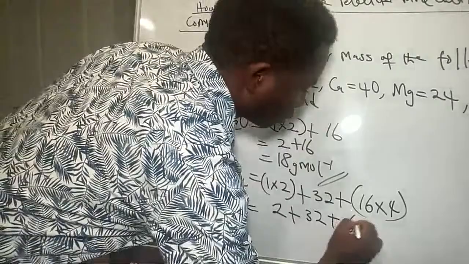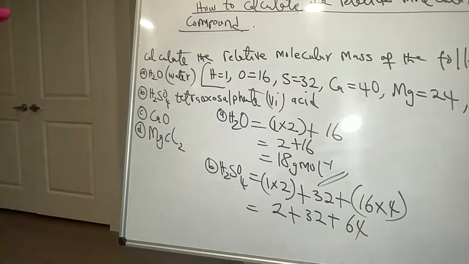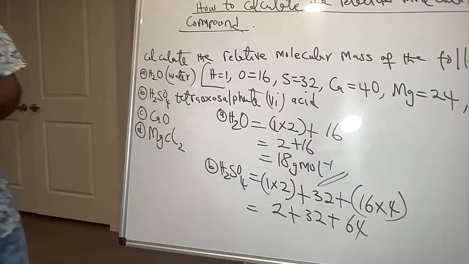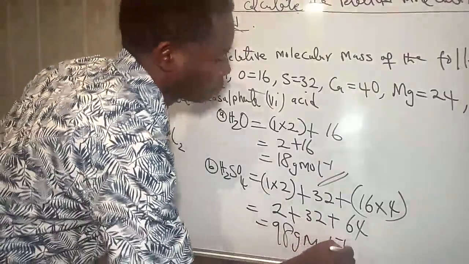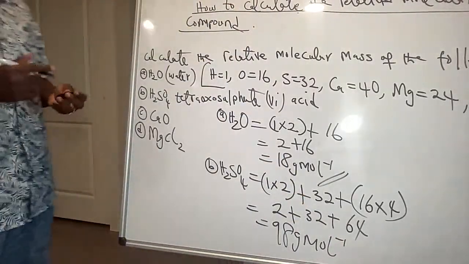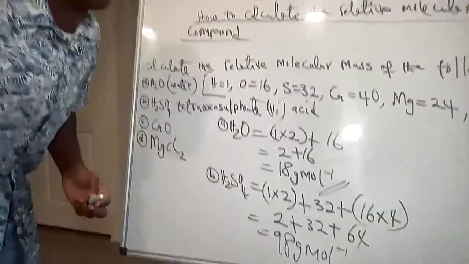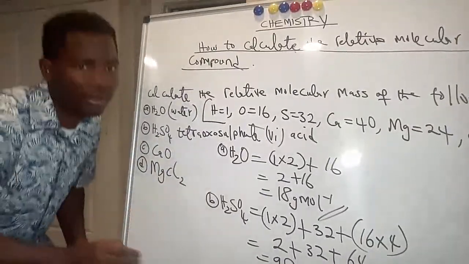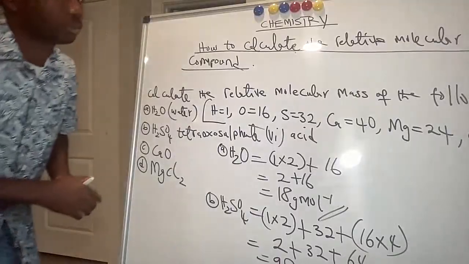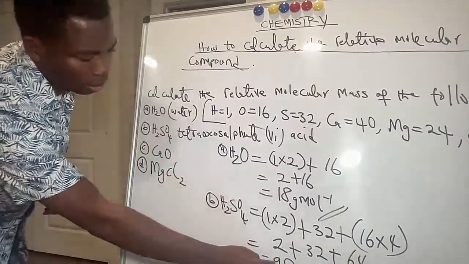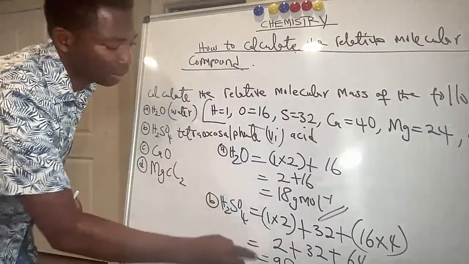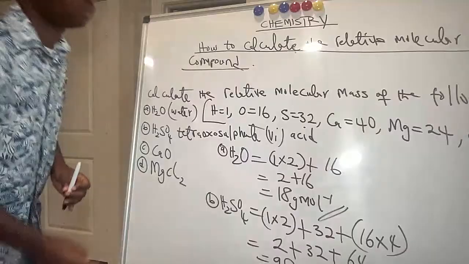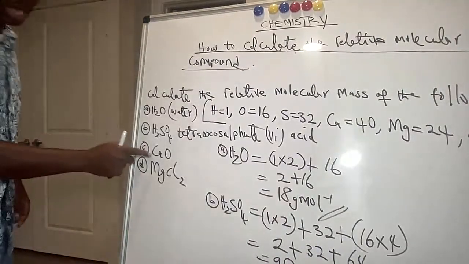We have 64 here. So at the end of the day, we are going to have 98 grams per mole. This is for 1 mole of H2SO4, which is tetraoxosulfate 6 acid: we have 98 grams per mole. We still have other examples to solve.